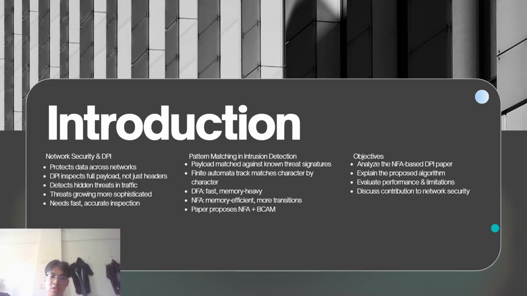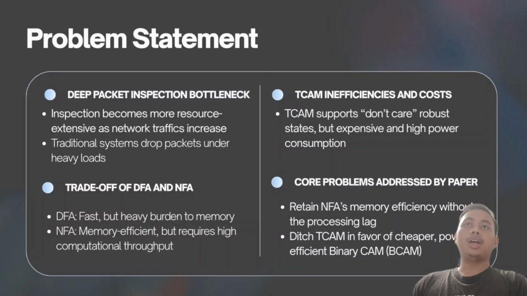The second session is pattern matching and intrusion detection. First, the payload is matched against known threat signatures. Second, finite automata track matches character by character. The third session covers our objectives: we are going to analyze an NFA-based paper, explain the proposed algorithm, evaluate performance and also the limitations, and lastly, discuss the contribution to network security.